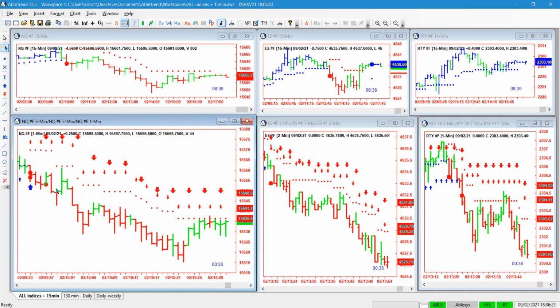First signal comes in here on a sell signal right around 10 Eastern. There's triple confirmation. You got the big arrow red. That's the 3-minute sell signal. The small arrow is the 2-minute. The dot is the 1-minute. They're all red. Down it went.